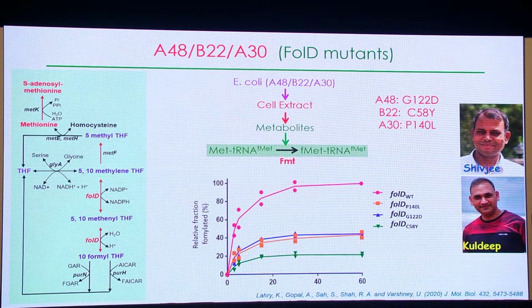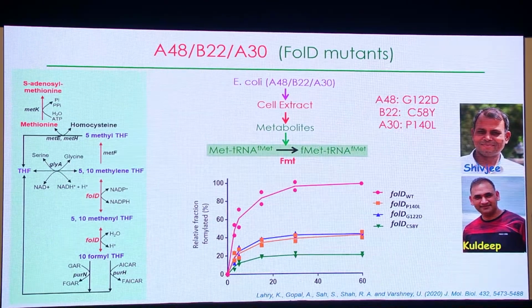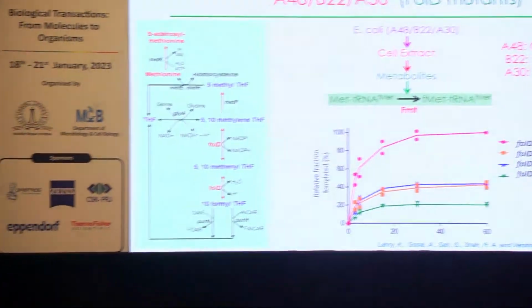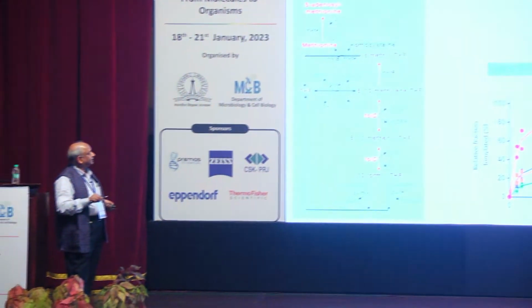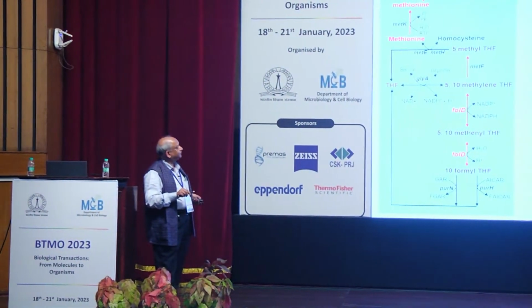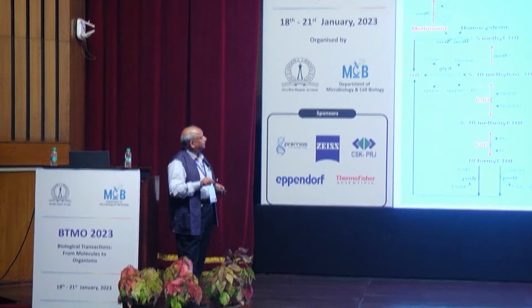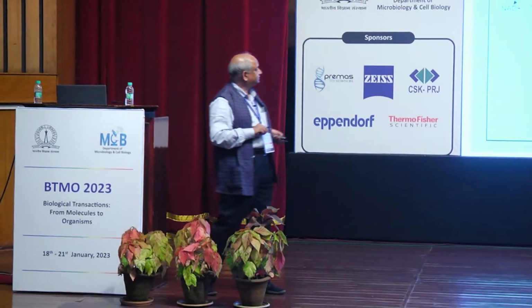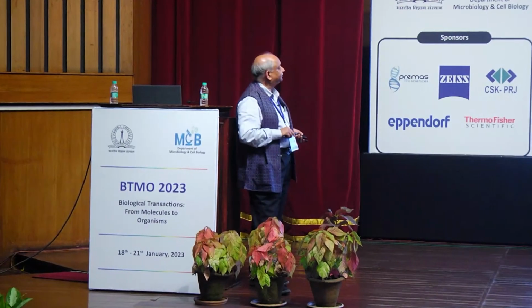converts 5,10-methylene tetrahydrofolate to 5,10-methenyl tetrahydrofolate, and then it goes into the 10-formyl tetrahydrofolate. And so these three suppressor strains had three different alleles of folate dehydrogenase with a partial activity for folate dehydrogenase. And if you look at A48, B22, and A30, Gautam in the beginning worked on the A48, and then these two suppressors were worked on by Shivji and Kuldeep.